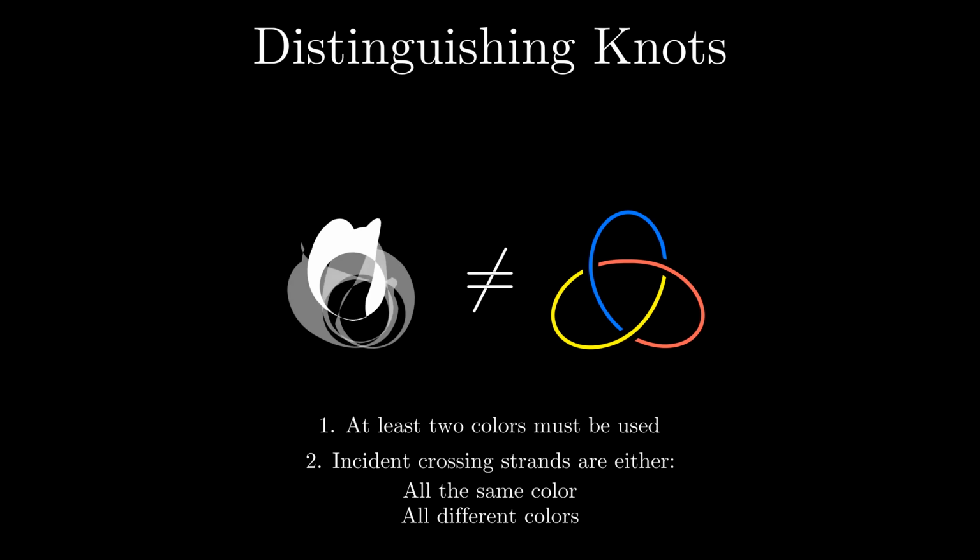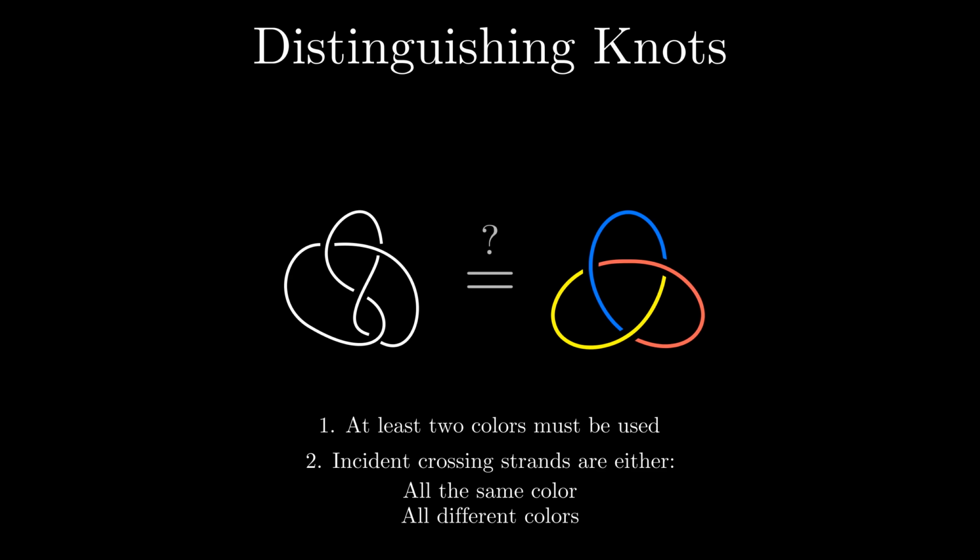Let's try a more difficult example. Let's compare the trefoil and the figure 8 knot. Are these 2 knots different? Can you color the figure 8 knot using only 3 colors without violating any of the rules? Try it out. You'll soon find that it is indeed impossible. Therefore, we know that the trefoil and the figure 8 knot are different.